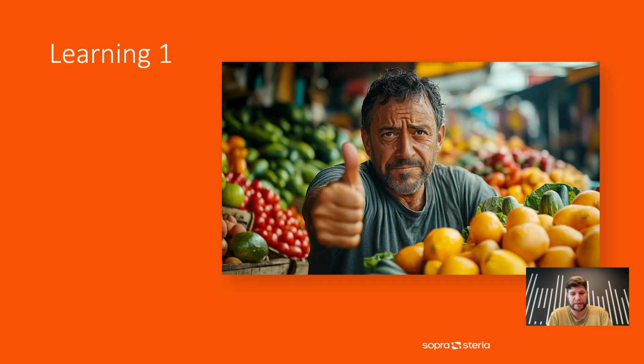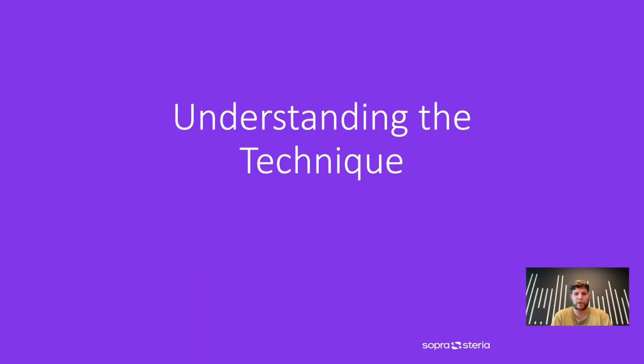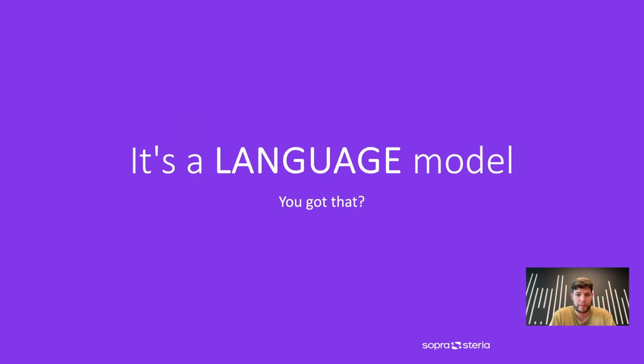The context is different. And this is what I needed to understand about large language models as well. To understand the different context, we need to understand the technique. I'm going to say that way more often. It's a language model. We've heard this thousands of times, and I've heard it before in my learning curve with large language models. It's even in the name, large language models.